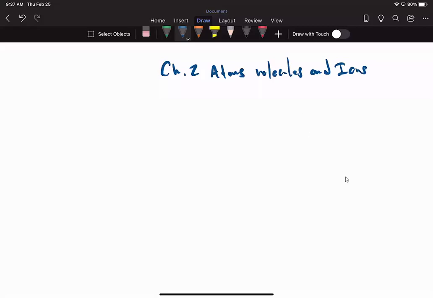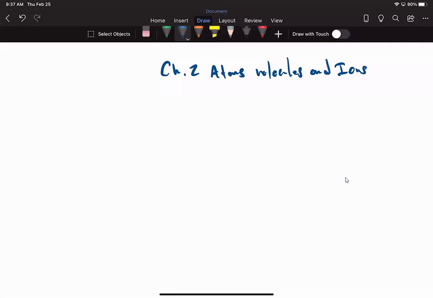So we're now in chapter 2. We're talking about atoms, molecules, and ions. We're not really going to get into a lot of the periodic table today. We'll get into that in the following chapter. We'll touch on it today, but we're not going to get deep into it. But we will see it today.